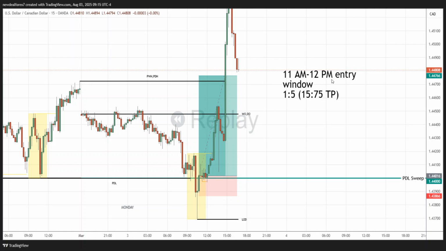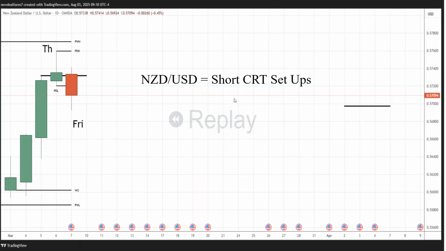and 12 p.m. Okay, this gave us a 1 to 5 with the 15 pip stop loss, 75 pip take profit. It went for much more than that. Typically, your take profit can be the prior day high. All right, and it just straight rocketed up. All right, so that came from the bias, same price action though.